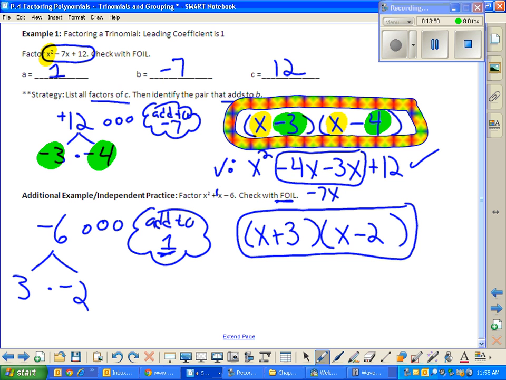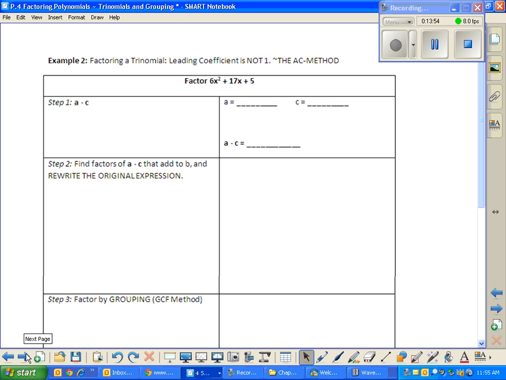Last method of the day. What happens if we stick a number in front of that x squared? This is called AC grouping. And I'm going to walk you through the steps. Notice the visual difference here. Do you see how there's a number in front of the x squared? And that number is 6. And I can't use the square root method. And I can't take it out as a GCF. I'm stuck. Let's consider why the previous method wouldn't work before I jump on into this guy.